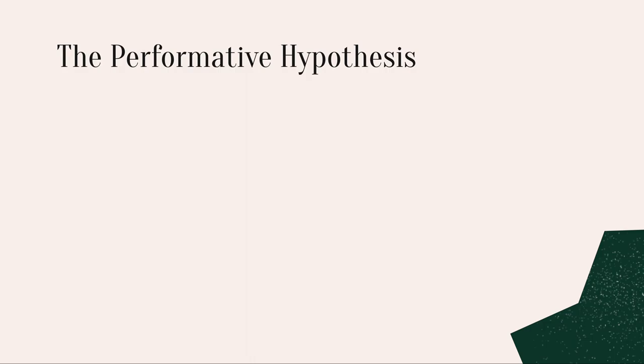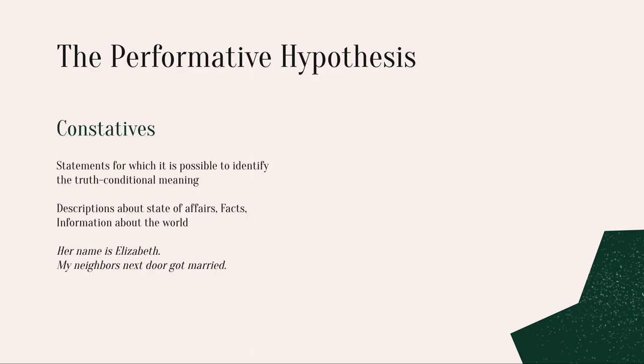Austin initially suggested the performative hypothesis, where he argued that there are two types of utterances. Constatives are declarative statements for which it is possible to identify their truth conditional meaning. They are often descriptions about the state of affairs and are facts or information about the world we live in. For example, sentences such as, "Her name is Elizabeth" and "My neighbors next door got married," would be in this category.